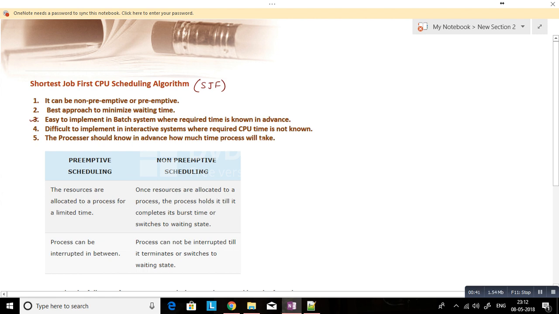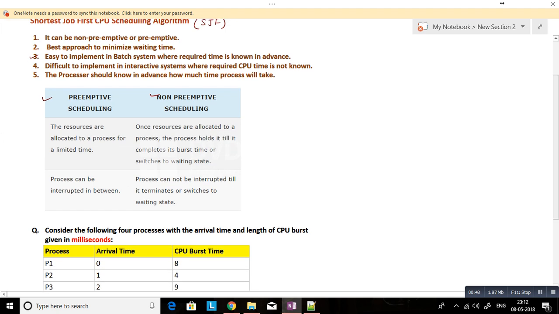So these are the differences between preemptive scheduling and non-preemptive scheduling. In preemptive scheduling, the resources are allotted to a process for a limited time, and in non-preemptive, once resources are allocated to a process, the process holds them till it completes its burst time or switches to a waiting state. So in preemptive, a process can be interrupted in between, but in non-preemptive, it cannot be interrupted.